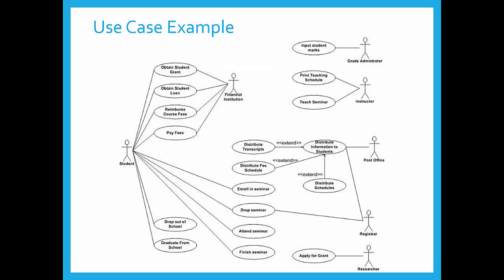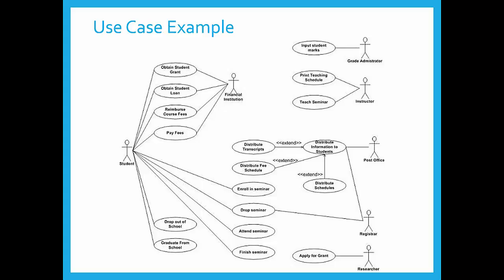Here we see a large system that represents part of the university's systems. We can see the wide variety of actors involved in the system, from students to instructors to researchers. Even outside institutions are included, as they represent entities that the university must interact with, such as financial institutions and the post office. We also see a good use of the extends relationship.